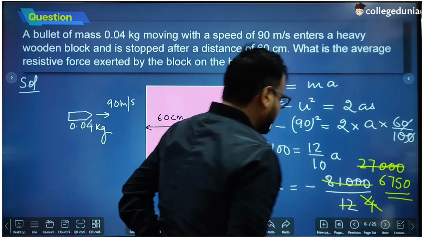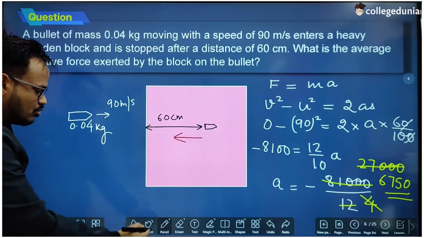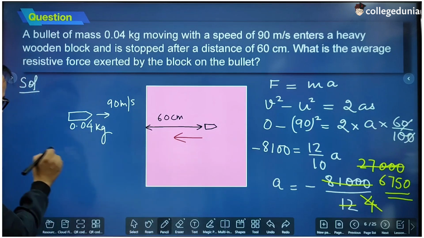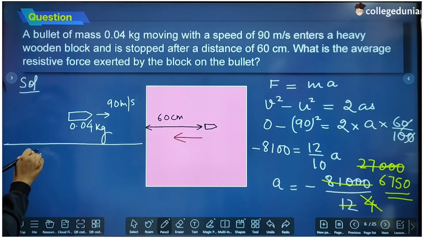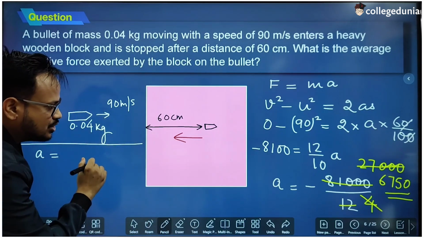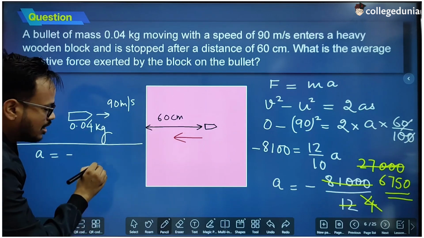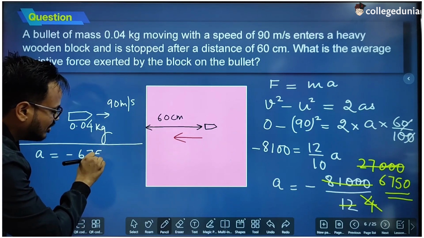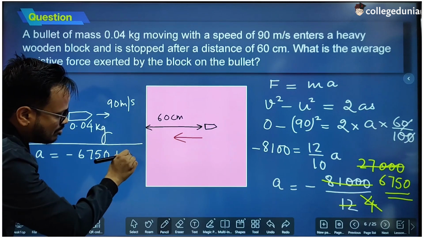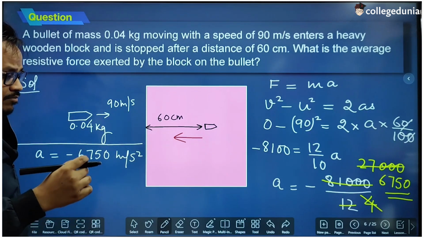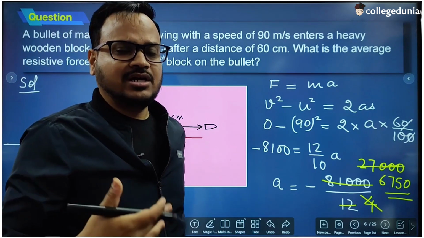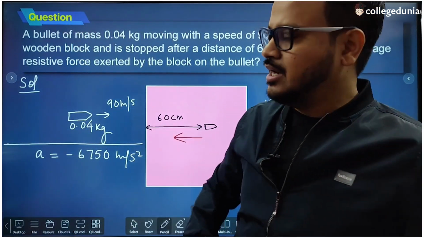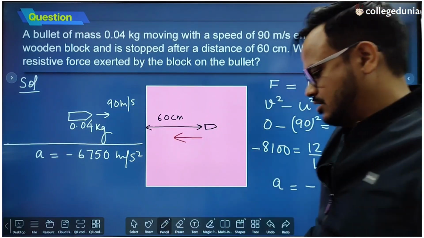Okay. So acceleration is coming out, I'll write it here, right? Acceleration is coming out to be minus 6750 meter per second square, because it is retardation, so we are expecting it to come with a negative sign, and it is coming with a negative sign, right?